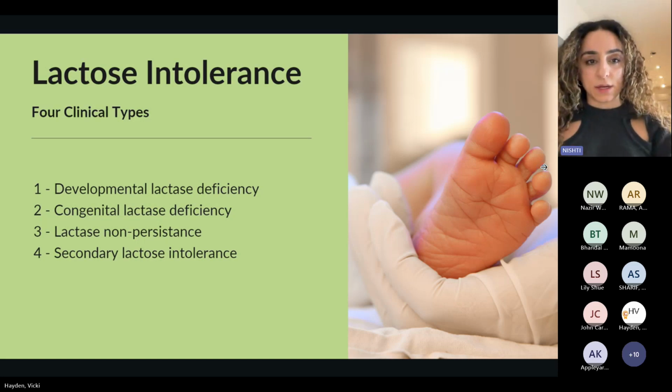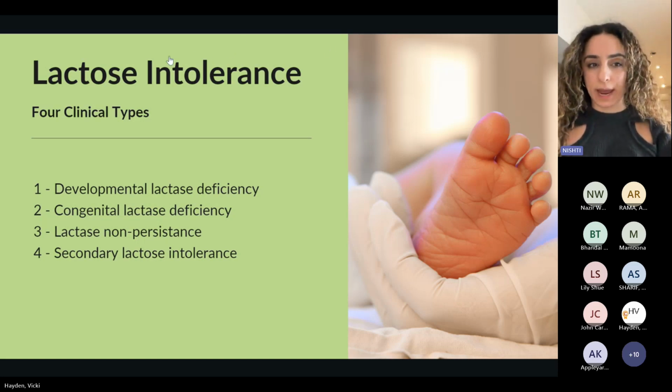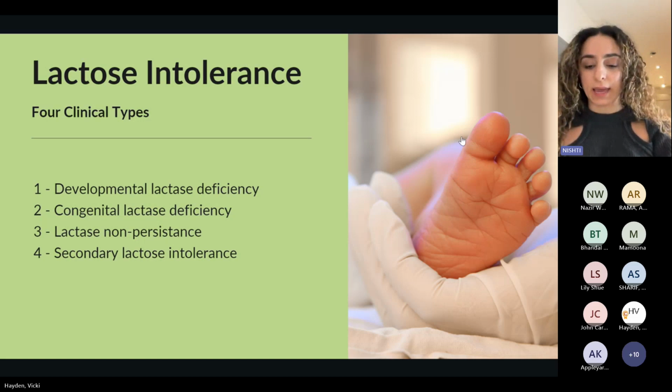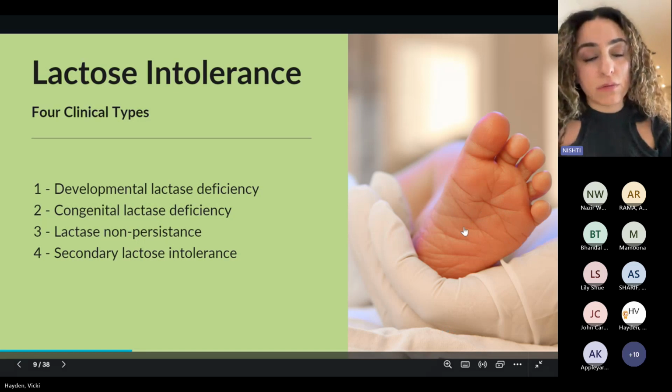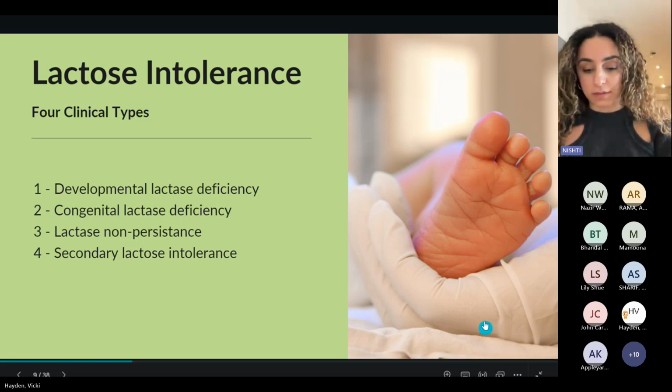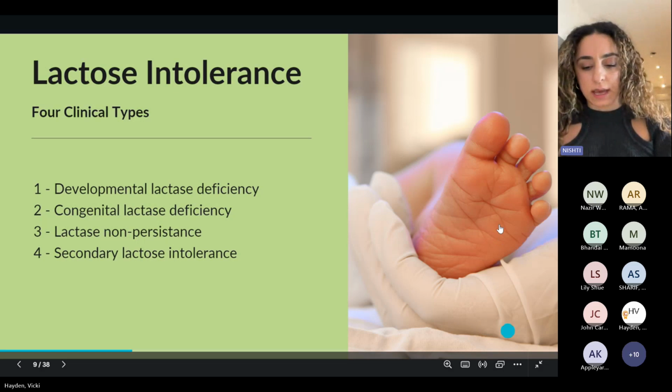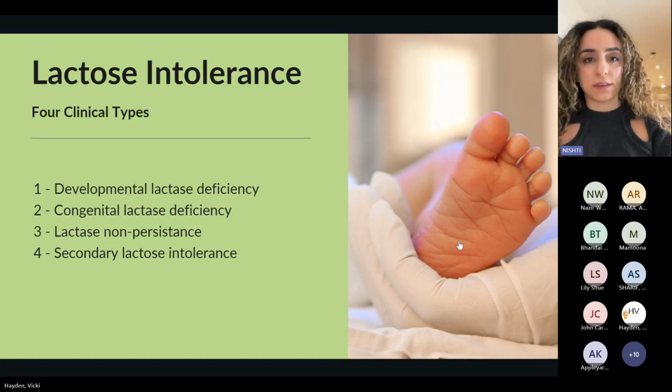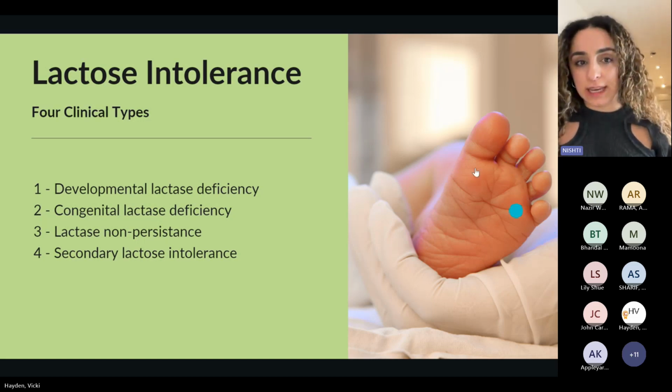Then we have lactase non-persistence, also known as primary lactose intolerance. This is a physiological decline in lactase activity with age. It is very rare in children under the age of 5. It peaks in teenagers and in adults, and usually ethnic origin plays a big role here. Then we have secondary lactose intolerance, and this occurs because of mucosal injury, resulting from either gastrointestinal illness or enteropathy, such as non-IgE cow's milk allergy.